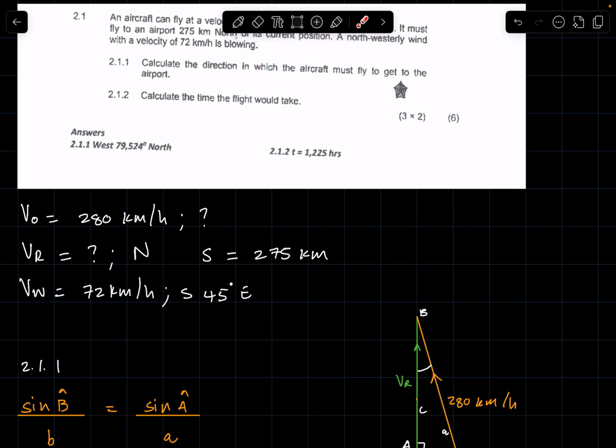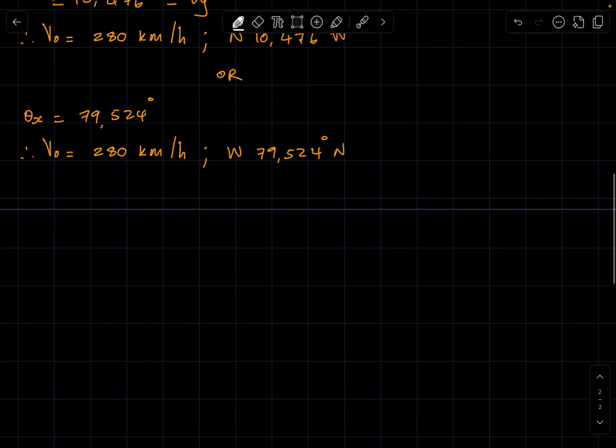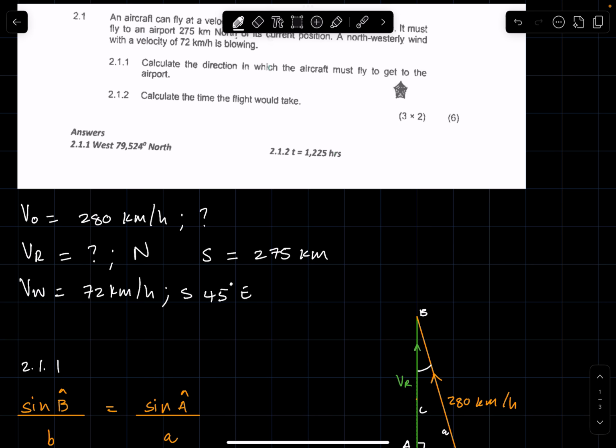So now we are going to look at 2.1.2. 2.1.2 calculates the time the flight would take. So they want us to calculate the time it takes the flight to get to its destination, and its destination is reached after flying 275 kilometers in displacement. So 2.1.2, they want us to calculate the time it takes the flight.